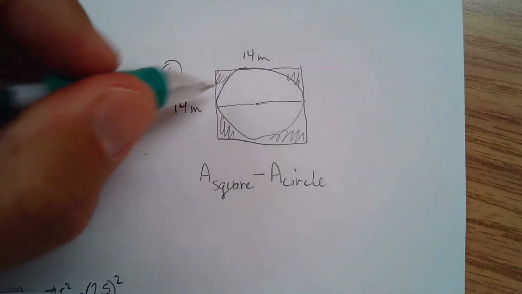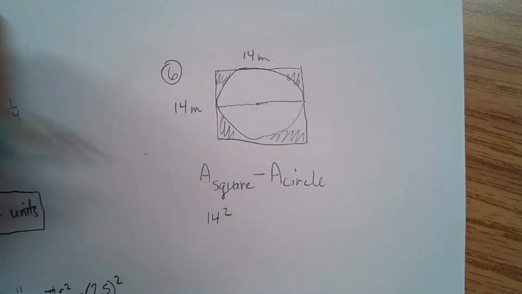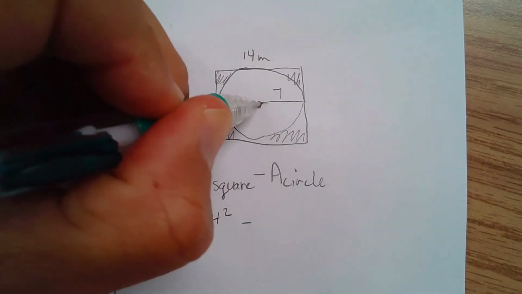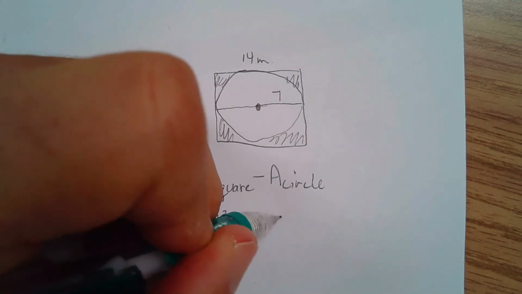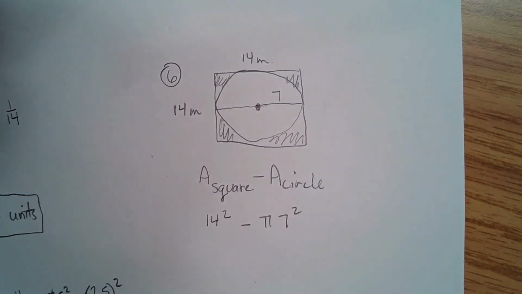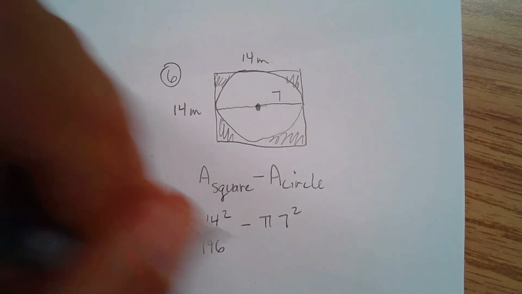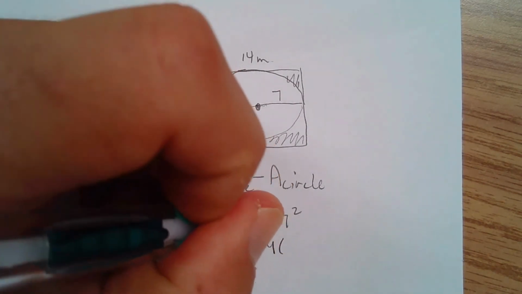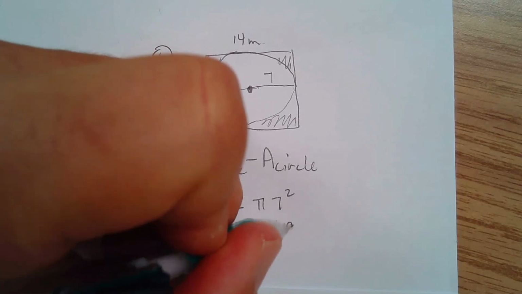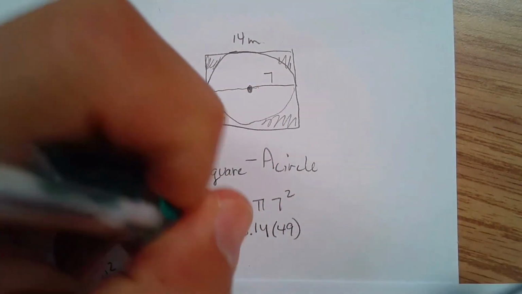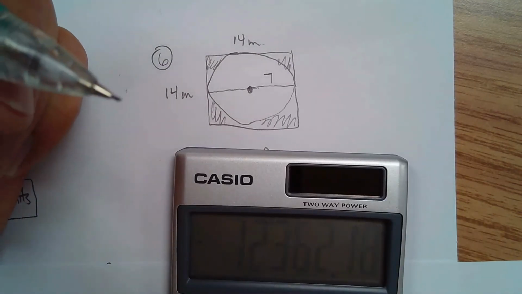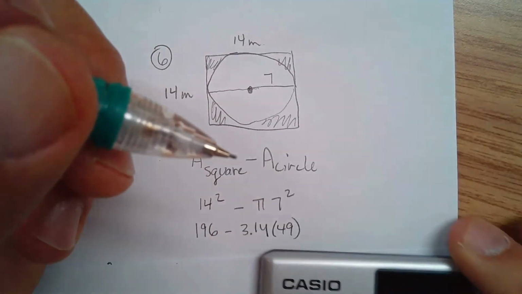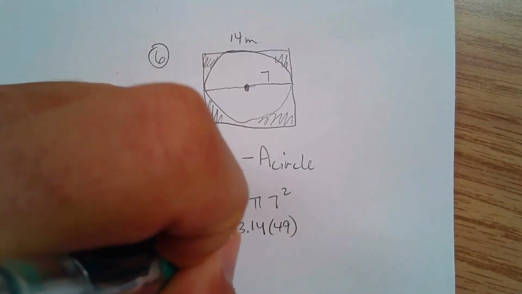The area of the square would be 14 times 14, so I'll write that as 14 squared, minus the area of the circle. The radius is going to be 7, right? Because it goes from the center to the edge. It's pi times 7 squared, pi times the radius squared. 14 times 14 is 196, minus 3.14 times 7 times 7, which is 49. 3.14 times 49 is 153.86.